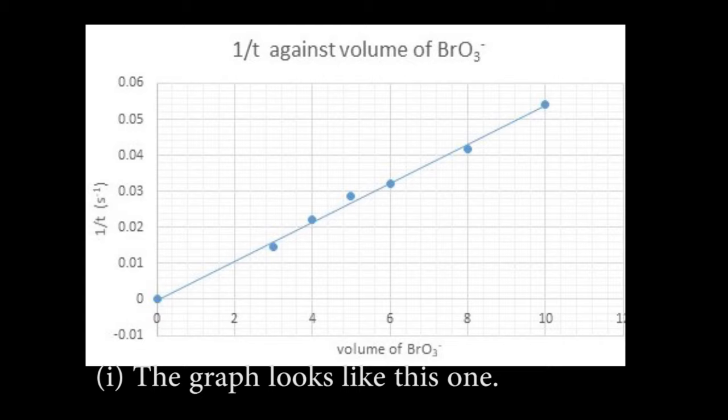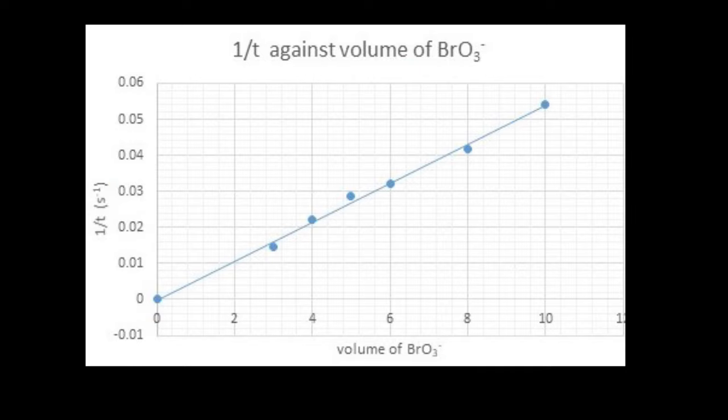Part 1, the graph looks like this one. Remember to put a title, and label the vertical and the horizontal axis. Considering the shape of the graph, the rate is proportional to the concentration of bromide ions. Therefore, the reaction is first order with respect to the concentration of bromide ions.